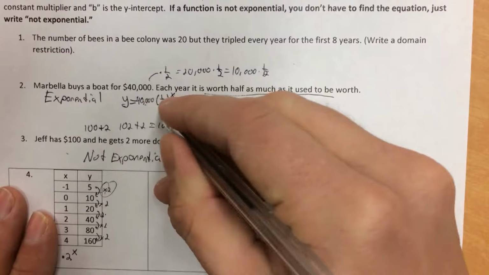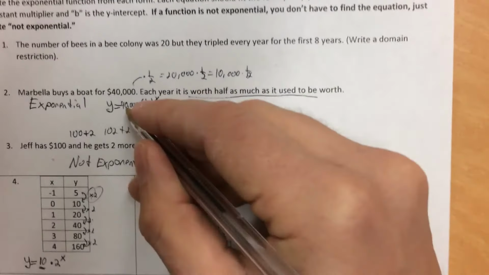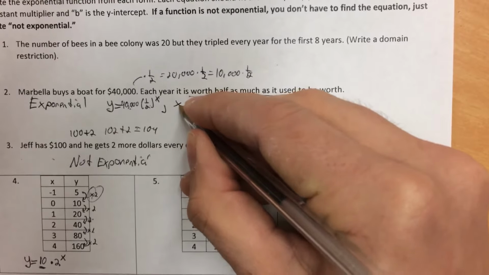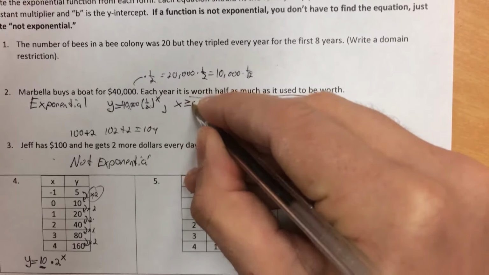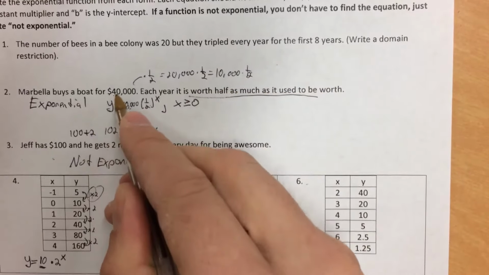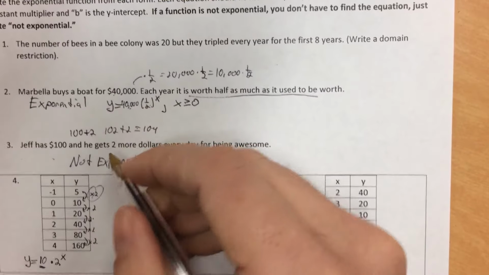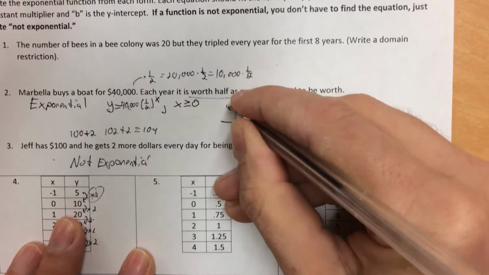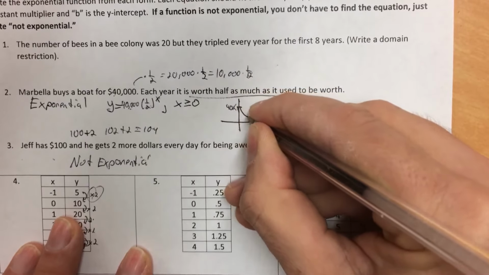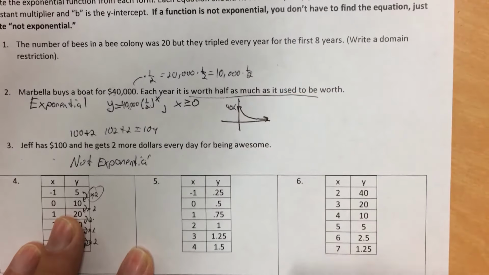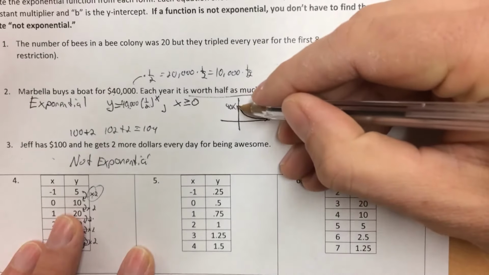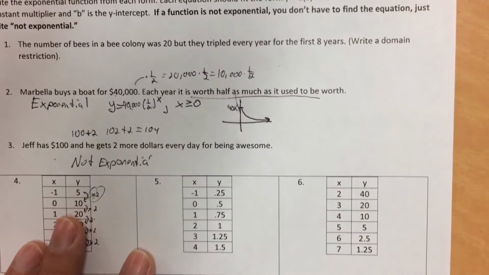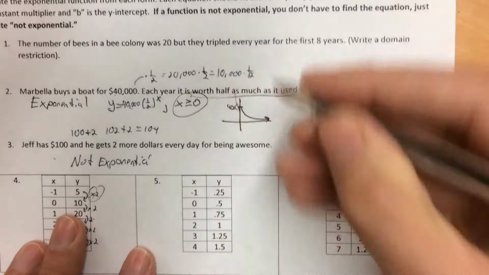Let's go back up to number 2 real quick. This exponential only has a domain of x is greater than or equal to 0, because before she buys the boat it wasn't worth $80,000. What this graph looks like is it starts at 40,000 and we end up with this exponential graph, but it's only half of an exponential graph because it wasn't increasing in value if we go back in time. So it needs a domain restriction here.